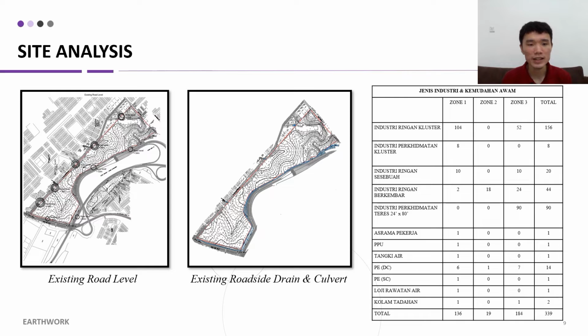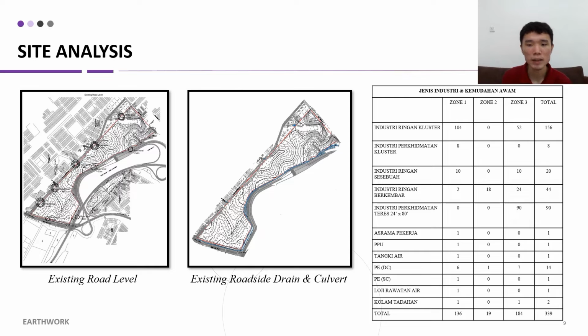For Industry Ringan Cluster, there are a total of 156 buildings. Industry Perkhidmatan Cluster have 8 buildings. Industry Ringan Reservoir have 20 buildings. Industry Ringan Berkembang have 44 buildings. Industry Perkhidmatan Terrace have 90 buildings.